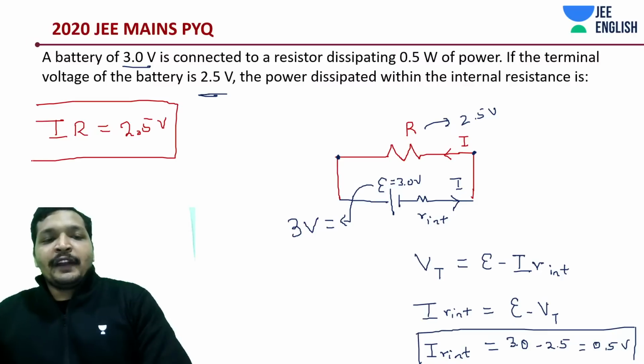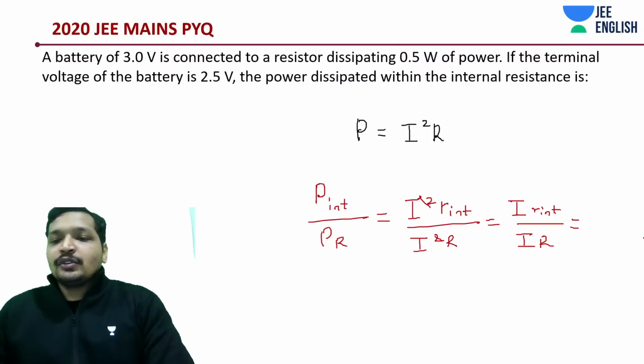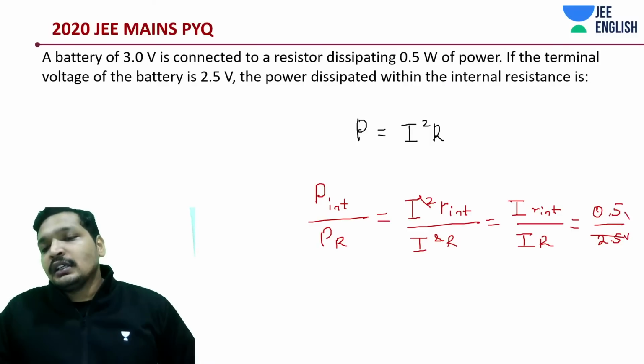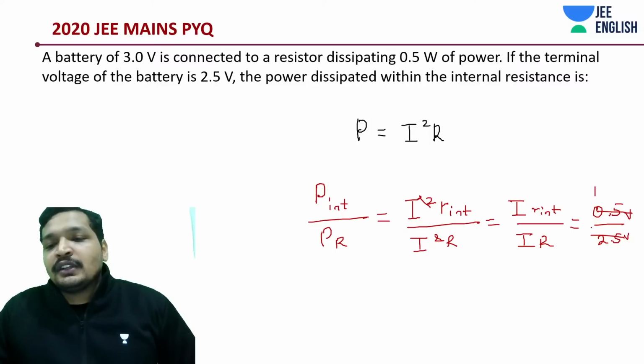This is 2.5 and that is 0.5. Both are in volts, so you can directly take the ratio. So this is 0.5, this is going to be 2.5. Anyway, this is just a ratio. Ratios do not have any units. So it's going to be 1 by 5.